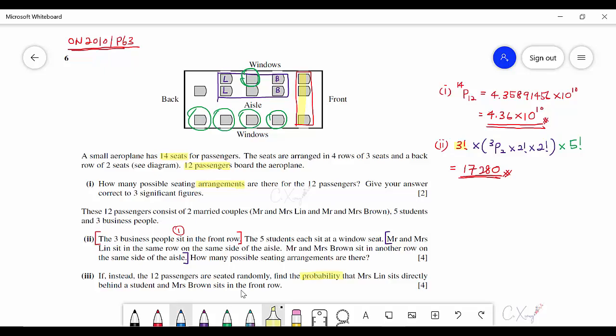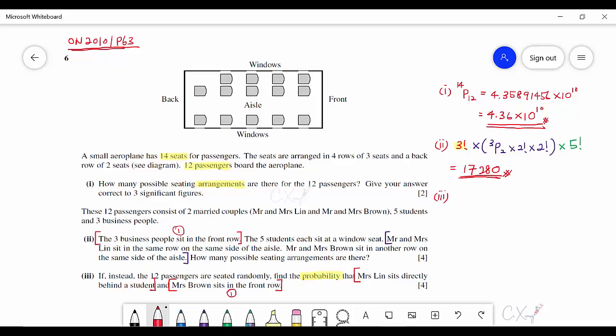Okay, so here we have 2 conditions also. The first condition is Mrs. Brown sits in the front row, and secondly, Mrs. Lin sits directly behind a student. So we have to again start dealing with all the restrictions first, before we can put other passengers in. So according to this, the restriction here, I think that Mrs. Brown sitting in the front row is more important, and after that, only I will consider Mrs. Lin sits directly behind a student.